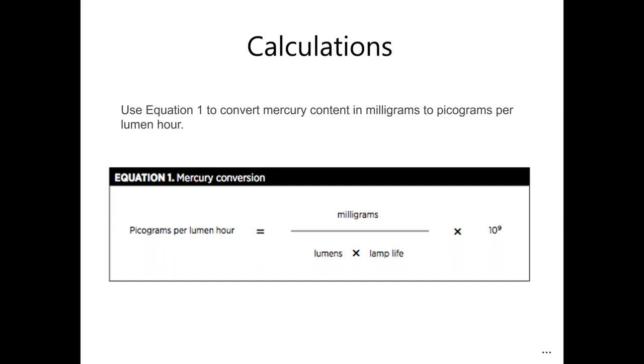So the first one is to convert mercury content in milligrams to picograms per lumen hour. So what you'll find if you look up, I don't know, a T8 or a T5, and if you pull up the product information for that lamp, you'll find those measures. So rated life, mean lumens, and mercury. The mercury is going to be in milligrams. So what you're doing with this calculation is you're just translating that mercury content to the unit that USGBC will be using, which is picograms per lumen hour.